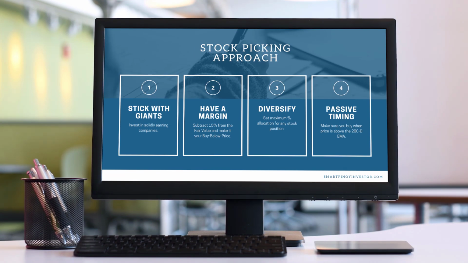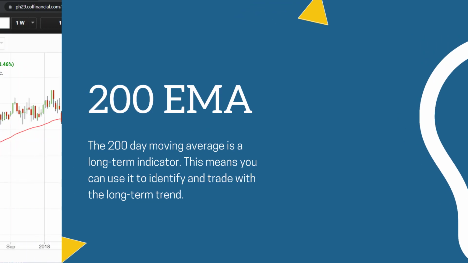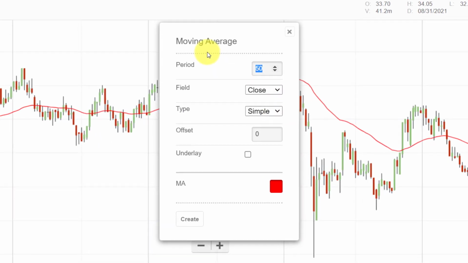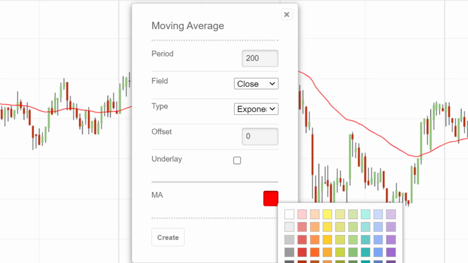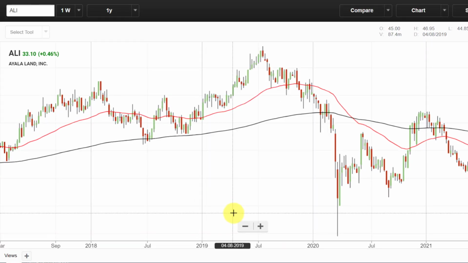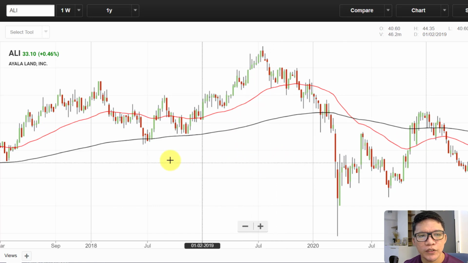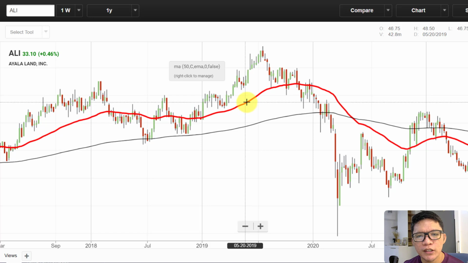And actually, diniscuss na rin natin itong concept na to in our previous video. Pero ang ginamit natin doon is yung 200-day EMA. So para ma-add natin yung 200-day EMA, so just select under studies yung moving average. Then instead of 50, we will use 200. The same way, we will use exponential and select lang tayo ng different color to differentiate it and click create. Ayan, so itong black line therefore gives us the average of the stock price of Ayala Land in the past 200 days.